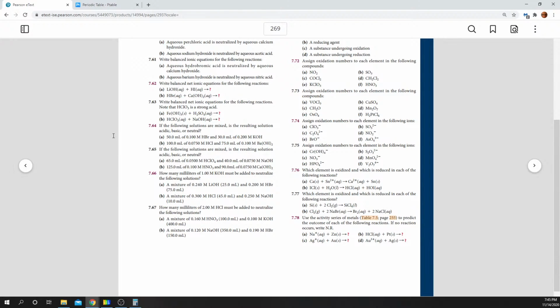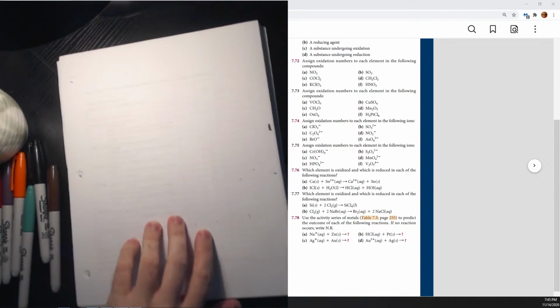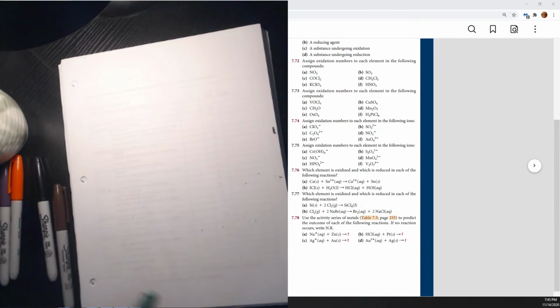66. How many milliliters of 1 molar potassium hydroxide must be added to neutralize the following solutions? A mixture of lithium hydroxide and hydrobromic acid. Interesting. They used weird numbers. I'm going to actually have to write it down. Okay. That's inconsiderate of them.